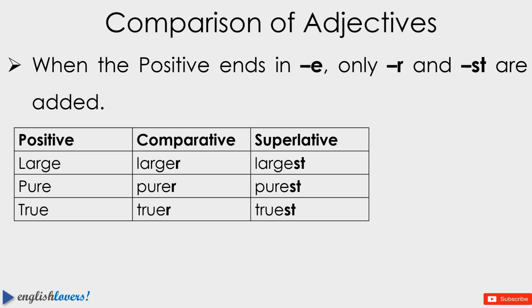Now, when the positive ends in e, only r and st are added to the positive degree in order to form comparative and superlative. So you can see the adjectives large, pure, and true, all end in e. There is an e in their spelling, and you can see that their comparative is formed by adding only r and superlative is formed by adding only st. So large, larger, largest; pure, purer, purest; true, truer, truest.